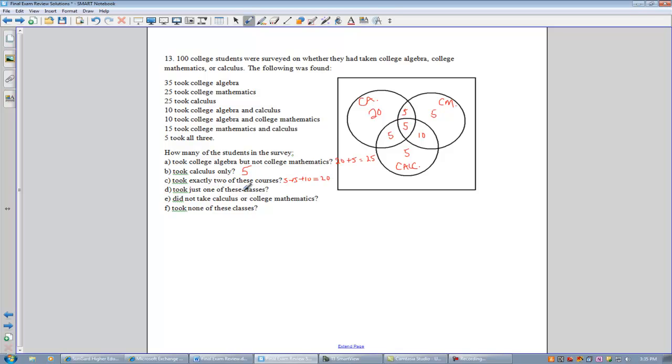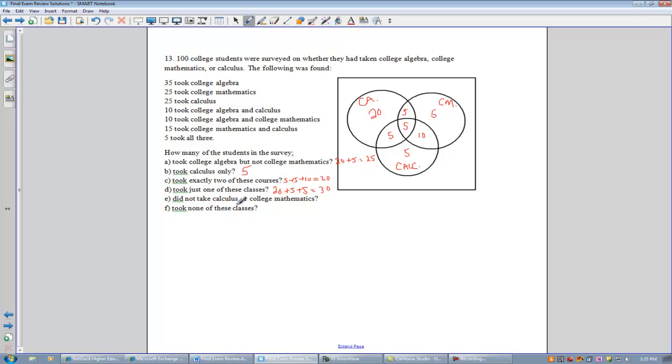Took just 1 of these classes, right? So that's this number here, right? These took 2, these took 3, these took 2, so I have 20, 5, and 5. So if I just take 20 and add 5 and 5, I get 30 students.